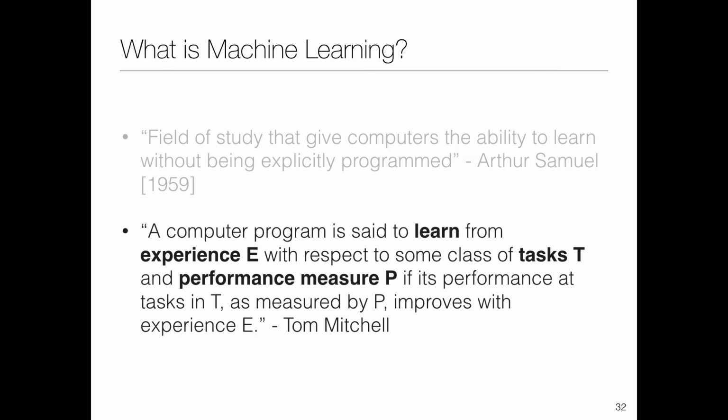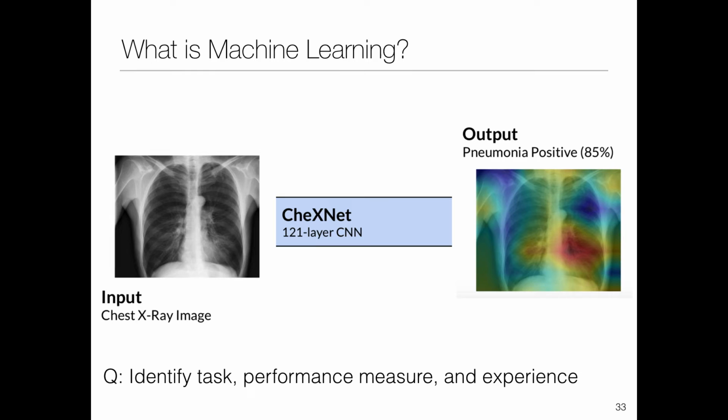And a more formal definition of machine learning is that you learn from experience E with respect to some class of tasks T and performance measure P, if the performance at tasks in T, as measured by P, improves with experience E. So you have some experience, which is some data that you're using. You have some tasks at hand, and you have some performance measure to quantify how you've been able to learn. Let's look at the example and now identify what is the task, performance measure, and experience.